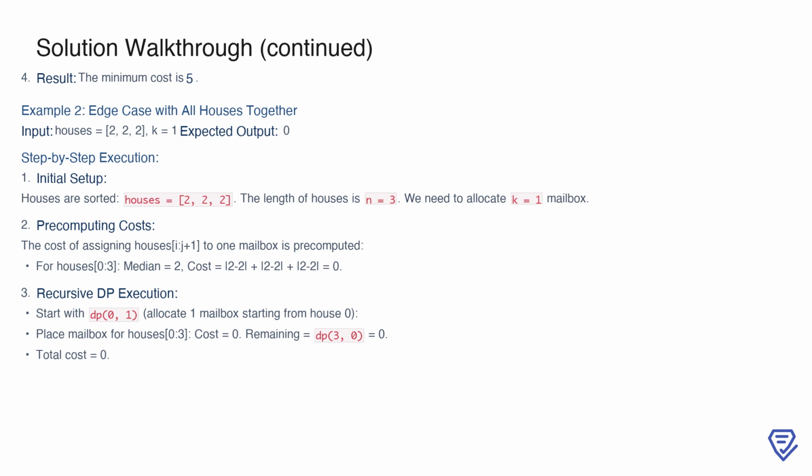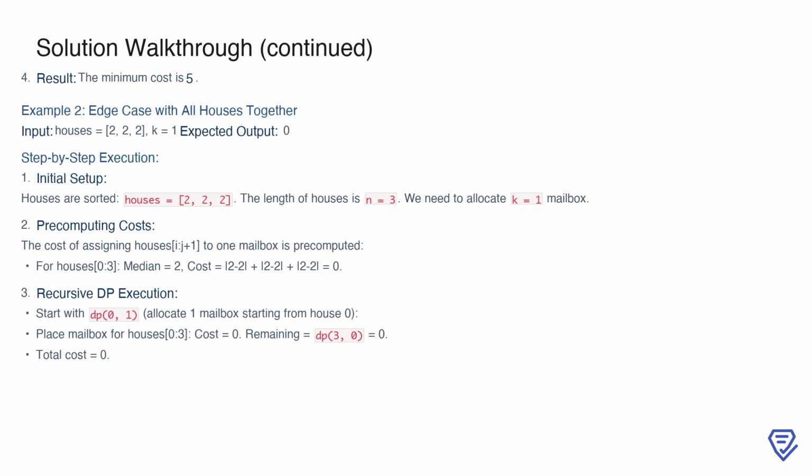Now, let's consider another case where all houses are located at the same position, for instance, houses at 2, 2, 2, and we need to allocate just 1 mailbox. Here, since all houses are already at the same position, the sorted array remains 2, 2, 2, and the total number of houses is 3. With only 1 mailbox to allocate, we calculate the cost of assigning all houses to a single mailbox. The median house for the range of houses from index 0 to 3 is at position 2, and the cost is 0 because each house is already at the median position.